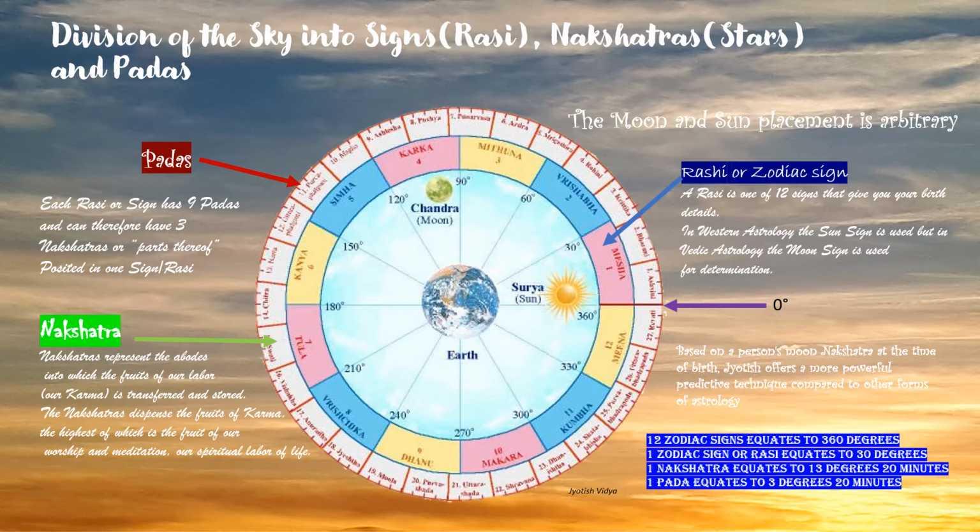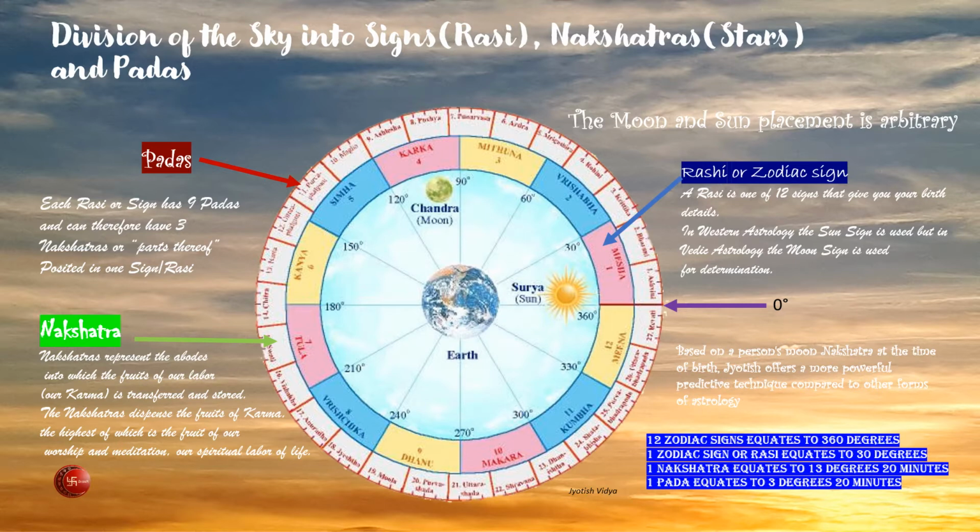The nakshatras represent the abodes into which the fruits of our labor, or as we say, our karma, is transferred and stored. The nakshatras then dispense the fruits of this karma depending on the placement of our grahas or planets and the bhavas or houses which are assigned to each of the rasis. Based on a person's moon nakshatra at the time of birth, Jyotish offers a more powerful or predictive technique compared to other forms of astrology.